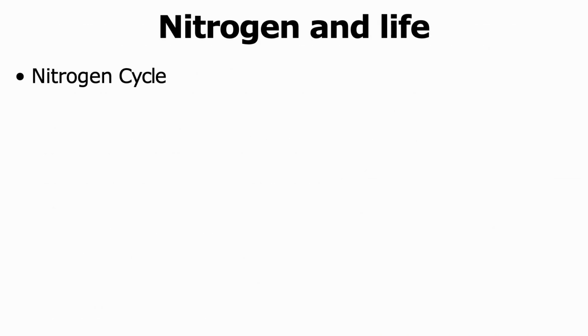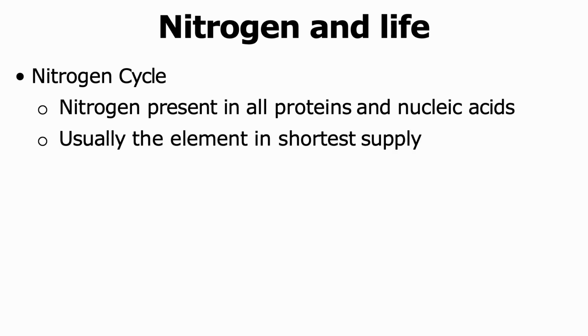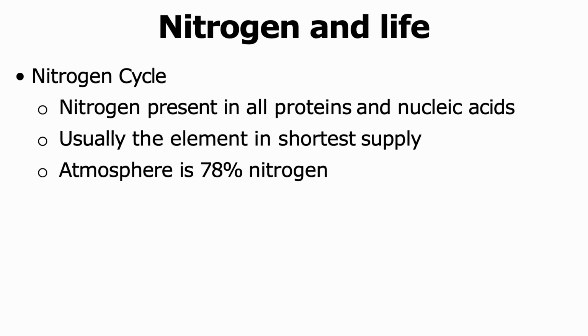The nitrogen cycle involves the cycling of nitrogen through ecosystems. Nitrogen is present in all proteins and nucleic acids. It is usually the element in shortest supply in the environment. This is surprising considering the atmosphere has 78% nitrogen gas.